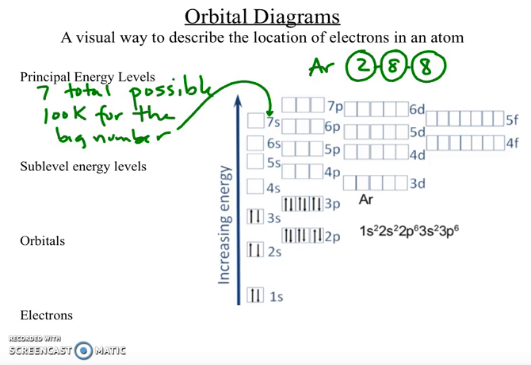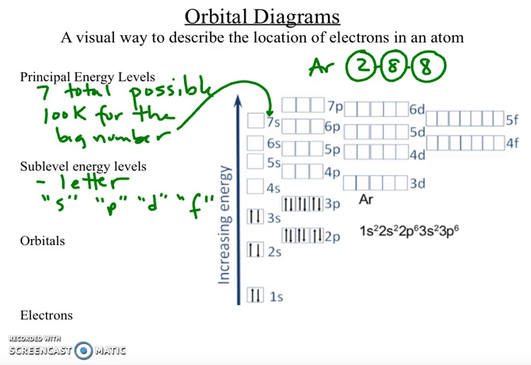Sub-levels: you'll know you're looking at a sub-level because you'll see a letter. Okay, so the letters represent the sub-levels, the sub-levels that are found within the principal energy levels. They are denoted as S, P, D, and F. There are only 4 total sub-levels that are known at this point in time. Even though there are 7 principal energy levels, there are only 4 sub-levels where we can find electrons.